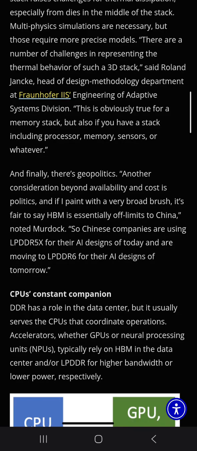And finally, there's geopolitics. Another consideration beyond availability and cost is politics. If I paint with a very broad brush, it's fair to say HBM is essentially off limits to China, noted Murdoch. So Chinese companies are using LPDDR5X for their AI designs of today and are moving to LPDDR6 for their AI designs of tomorrow.